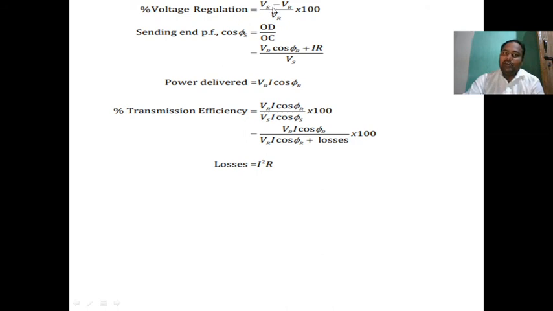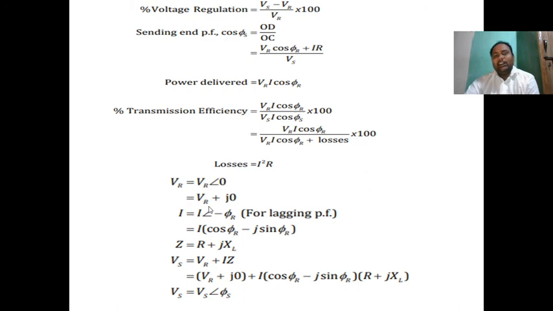Whenever the constant A magnitude is 1, the percentage voltage regulation becomes Vs minus Vr by Vr into 100. Similarly, the sending end power factor cos phi s is equal to OD by OC. What is the OD value? Vr cos phi r plus IR. The OC value is Vs. Power delivered is equal to Vr I cos phi r. Percentage transmission efficiency is Vr I cos phi r by Vs I cos phi s into 100, that is output by output plus losses: Vr I cos phi r by Vr I cos phi r plus losses, into 100. Losses are equal to I square R.